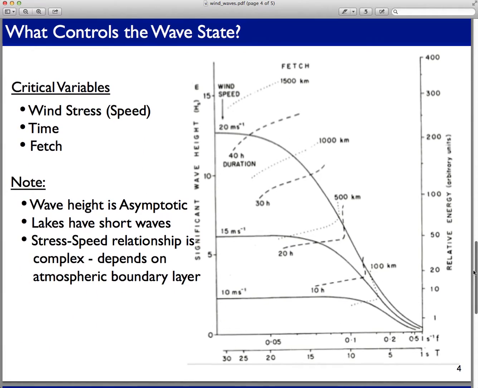So what controls the wave state? There are three critical variables: wind stress, time, and fetch. Stratification and the temperature gradients in the air can have a small effect too, but it's mainly wind stress, time, and fetch. The greater the wind stress, the greater the waves. The longer the duration that the wind is blowing, the greater the waves. And the longer the fetch, that's the distance over which the wind blows, the distance over which the waves can build.